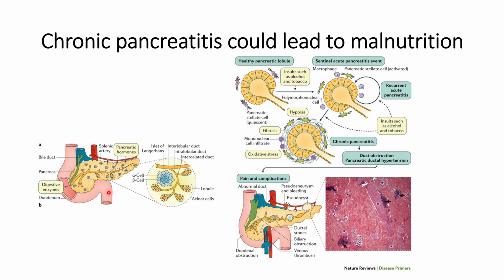The pancreatic organ is divided into three sections: head, neck, and tail. So this is a general overview about the pancreas. So how does chronic pancreatitis develop?